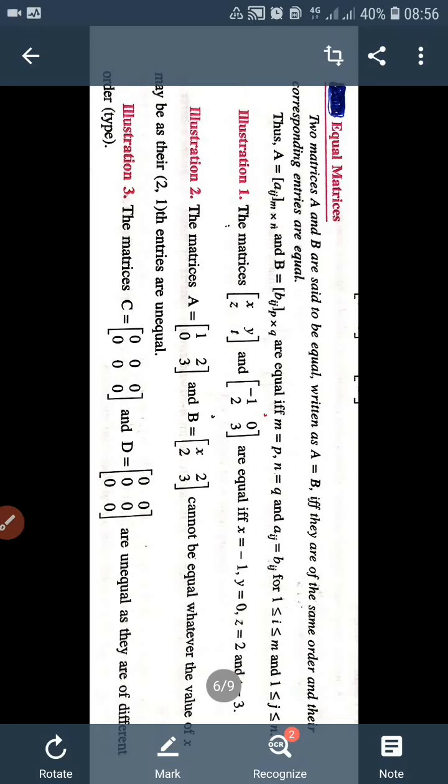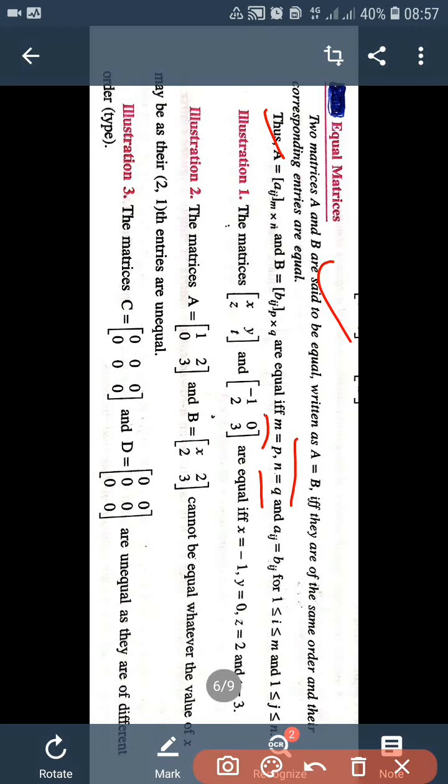Two matrices A and B are said to be equal, written as A equals B, if and only if they are of the same order and their corresponding entries are equal. Thus, if A is [aij] of order m by n and B is [bij] of order p by q, it means m is equal to p and n is equal to q, and aij is equal to bij, where i varies from 1 to m and j varies from 1 to n.